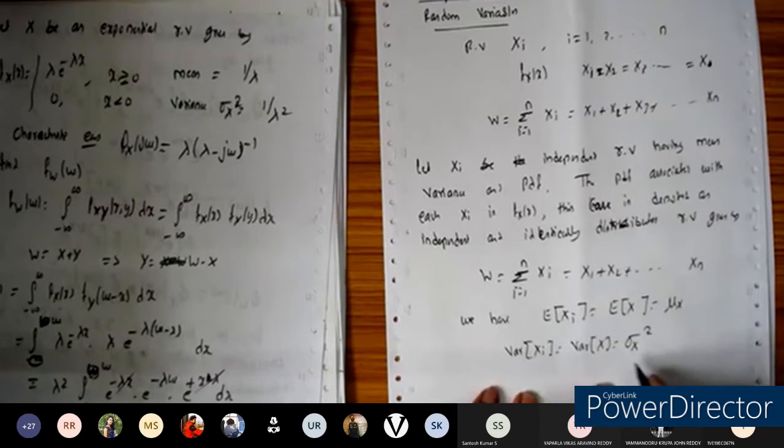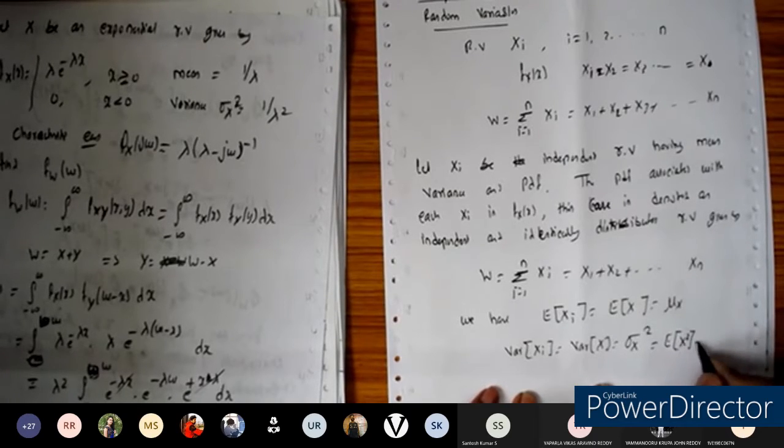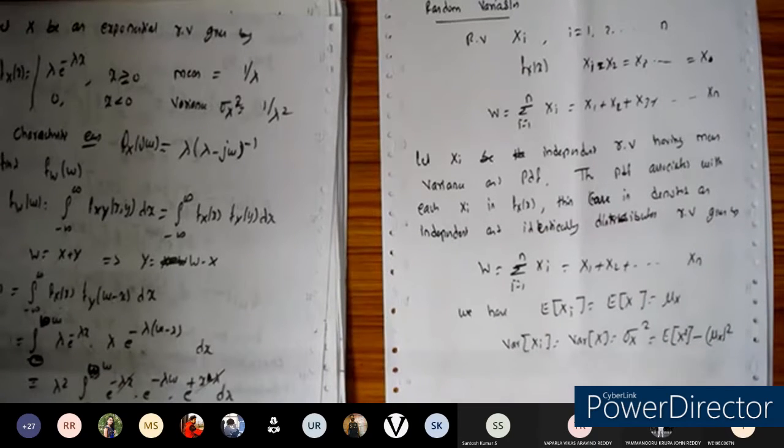We know the variance is nothing but the difference between the mean square value minus the square of the mean.